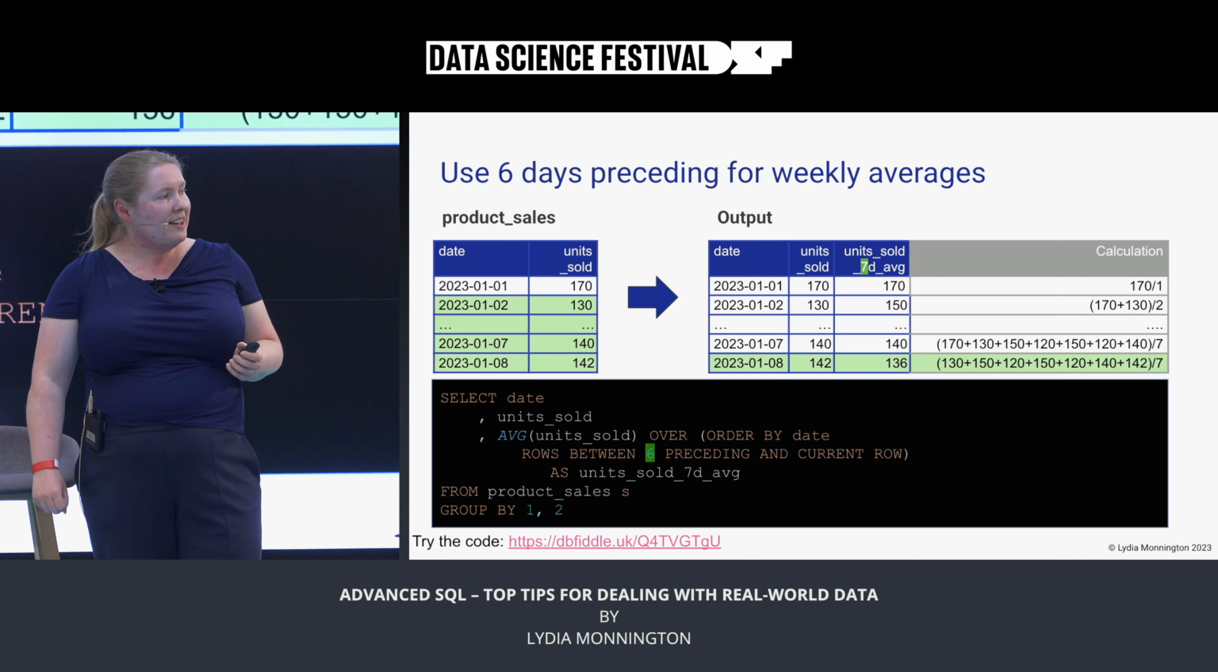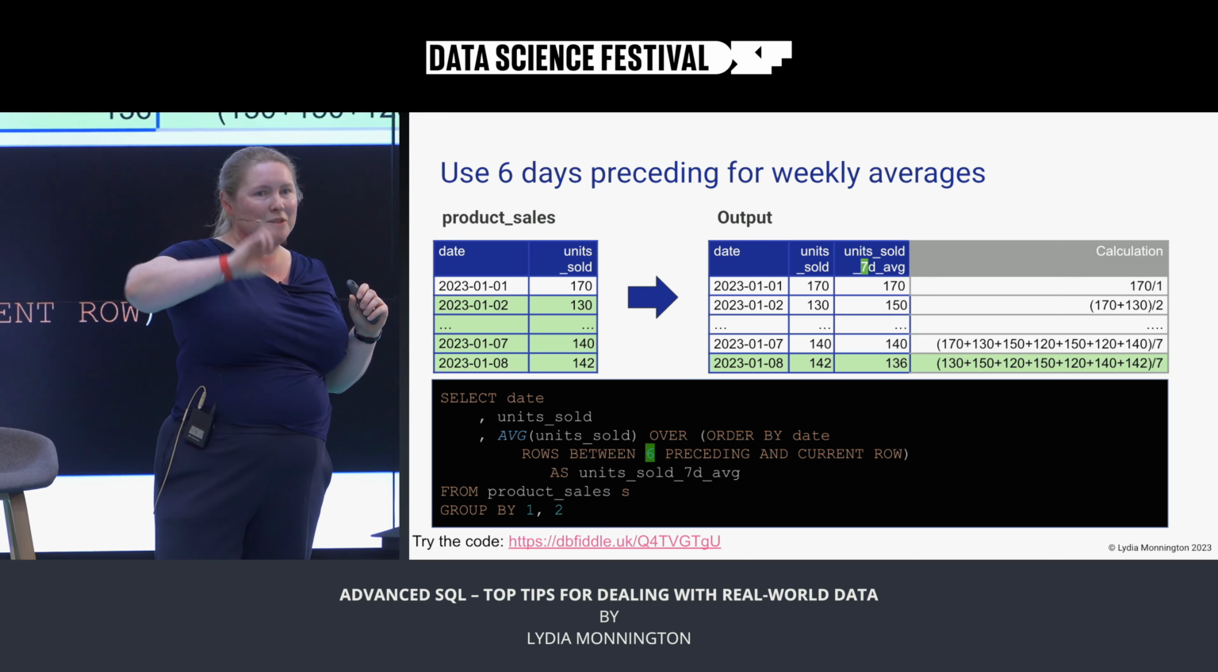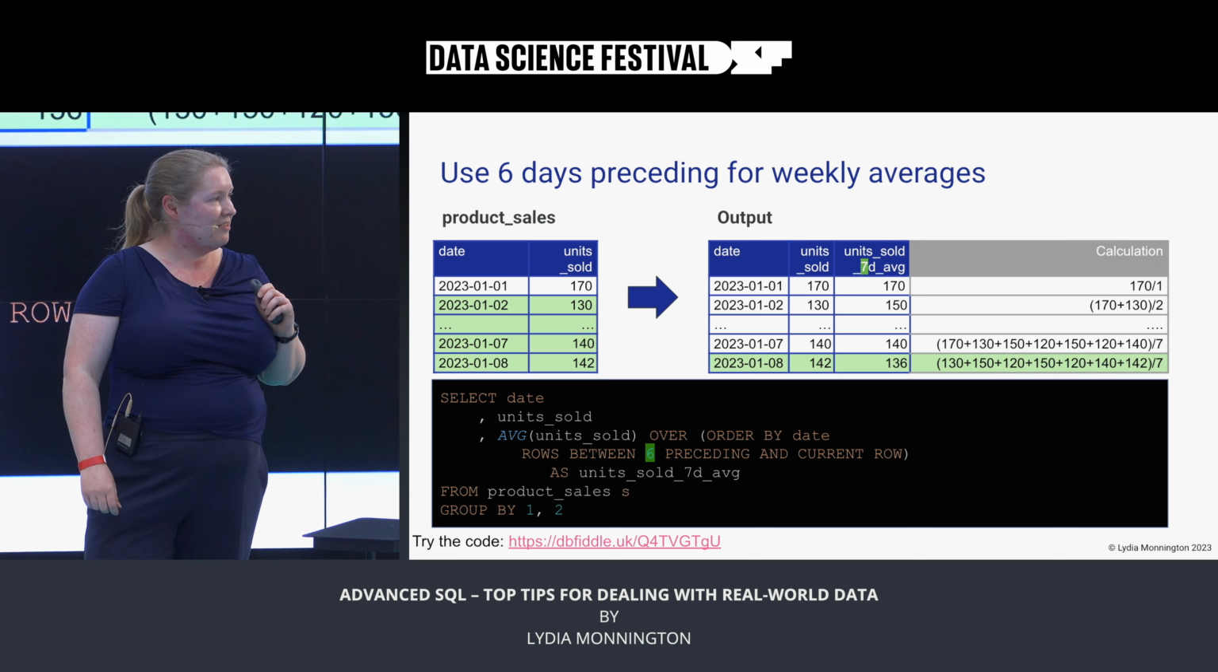And so if you want to do a weekly average, you need to do 6 days preceding, which is the kind of thing that catches everyone out, because it's the 6th preceding row and the current row to get today for 7.